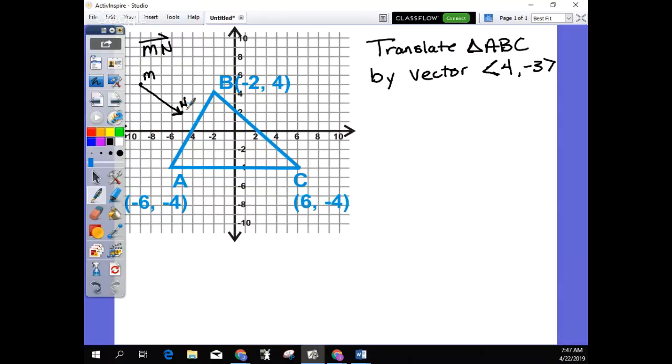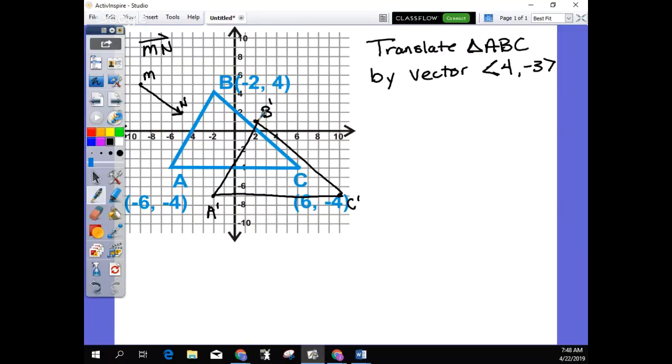So now, I wonder what that would do here. Let's go right 4, 1, 2, 3, 4, and down 3, right there. Here's where B prime is. Then for A, I go 1, 2, 3, 4, and down 3, and that's where A prime is. Then if I go right 1, 2, 3, 4, down 3, right there, that's where C prime is. So now if I draw that in, there is the image of the translation by the vector 4, -3.